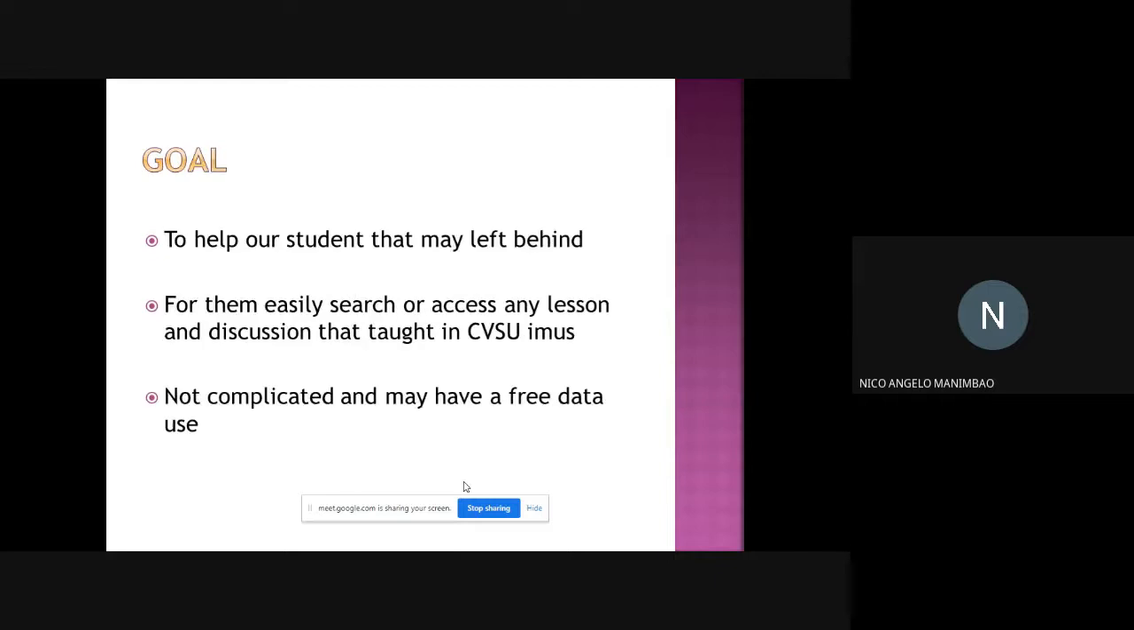Then the last goal: to help our students who may be left behind, so they can easily search or access any lessons and discussions taught in CBSU, not complicated and with great data use.